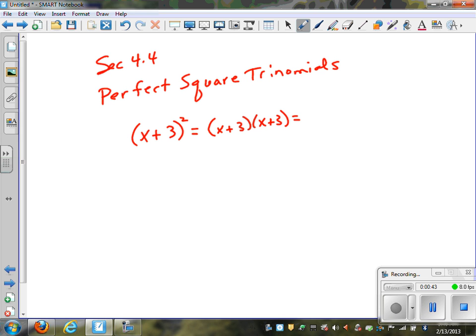What's your first term? x squared. What's your middle term? 3x, and 3x again. What's 3x plus 3x? 6x. And then 9. That's a perfect square trinomial.